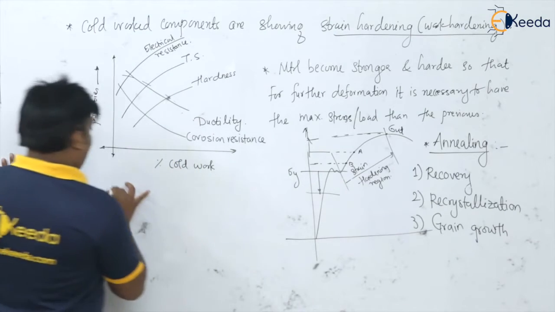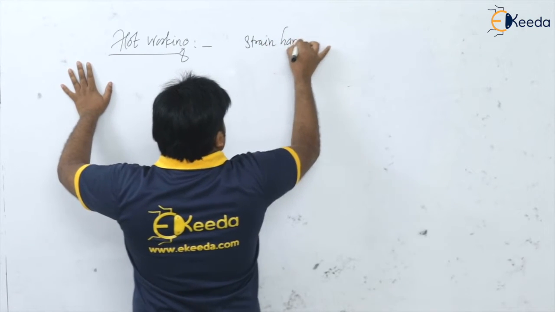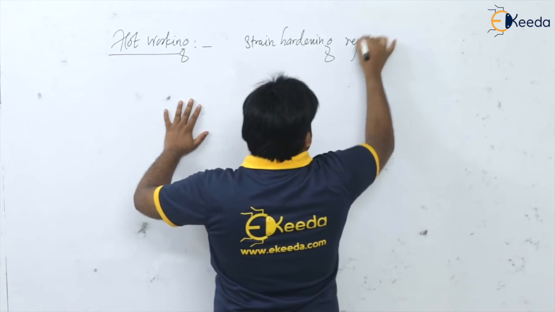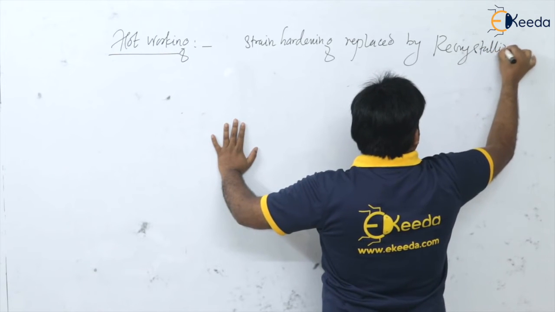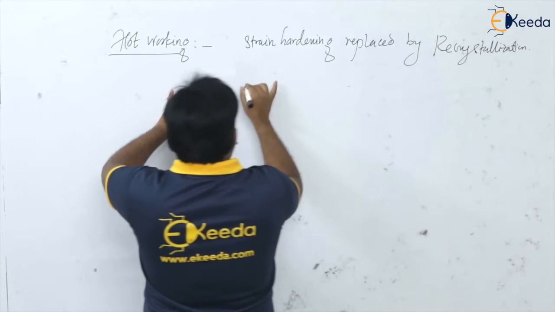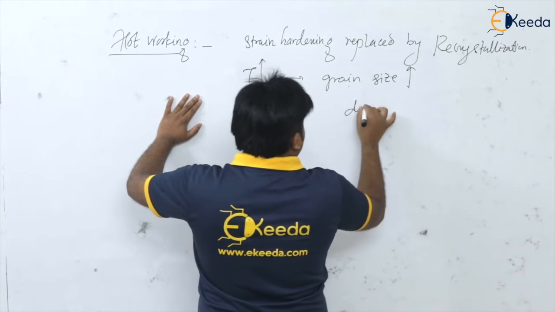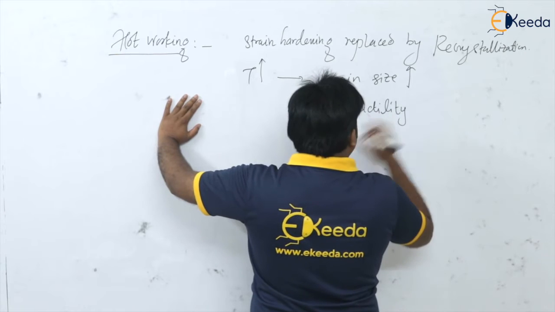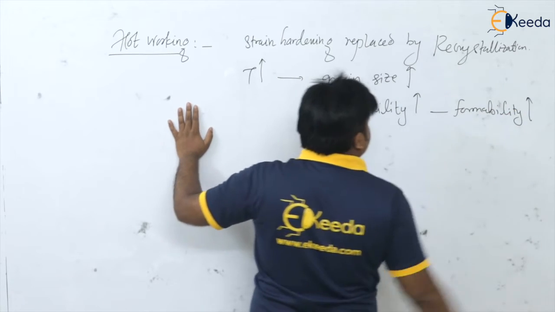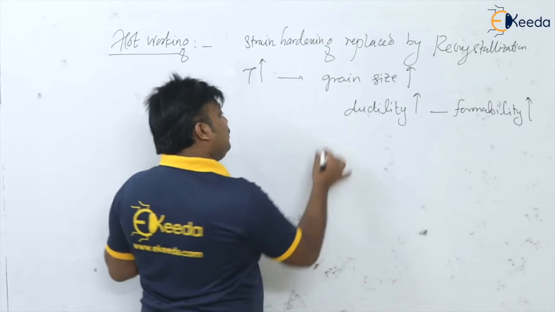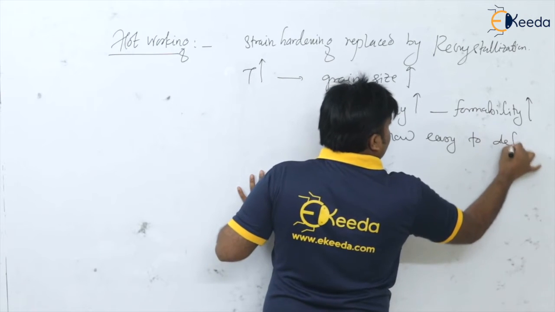So see here, in case of hot working, strain hardening is replaced by recrystallization, and as temperature increases, the grain size increases, and that is, ductility of the material increases, that is, increase in formability. So the material is now easy to deform.